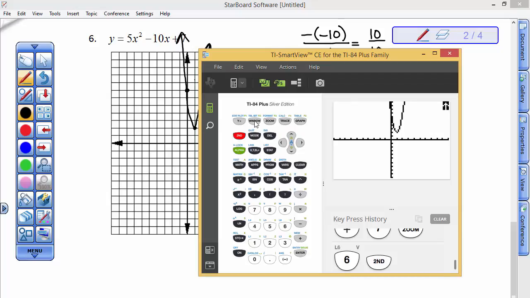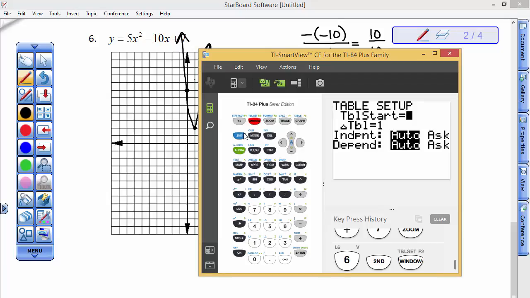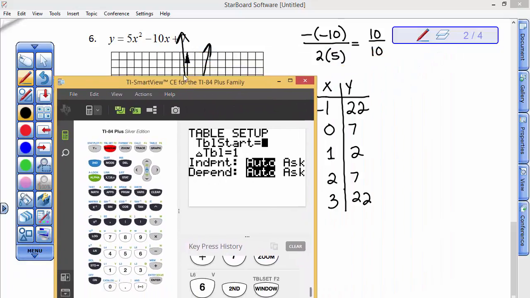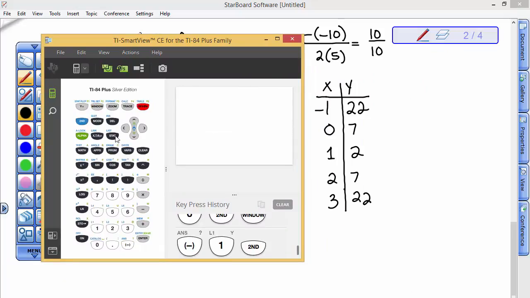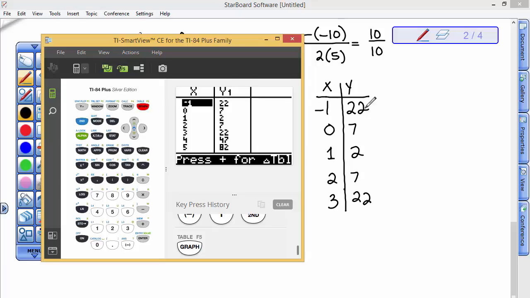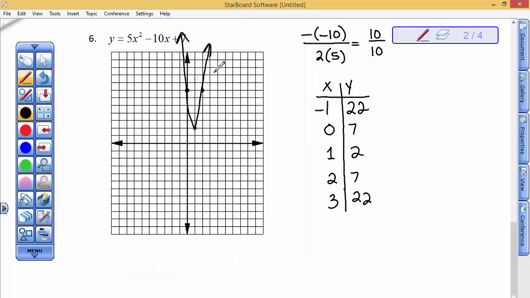Don't forget any number of things. You can look at a table of values. So let's see, my table started at a -1. So I'm going to put a -1 in and go in increments of 1 to look and see if my table of values is correct.